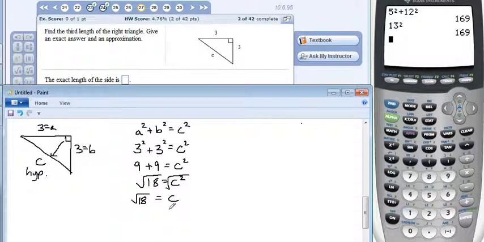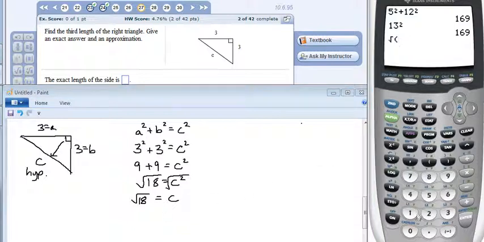Well, the square root of 18 is not perfect, right? So it's some sort of decimal, and that's my answer for the second part. That's my approximation. But the first part says, give me an exact answer. Well, my exact answer is the square root of 18. It's exactly the square root of 18.